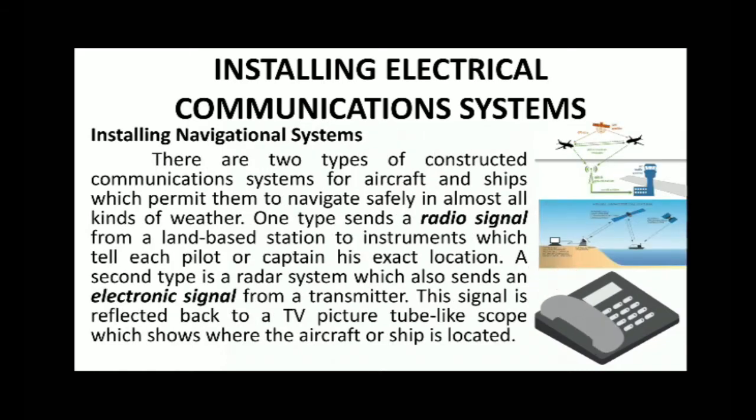Installing navigational systems. There are two types ng constructed communication systems para sa aircraft and ships, kaya nakakapag-navigate sila na ligtas in almost all kinds of weather. Una ay yung nagpapadala ng radio signal from a land-based station to instruments na nagdidikta sa mga piloto ng kanyang eksaktong lokasyon. Yung pangalawa naman ay radar system which sends an electronic signal naman from a transmitter sa isang TV picture tube-like scope na nagsasabi rin ng eksaktong lokasyon.